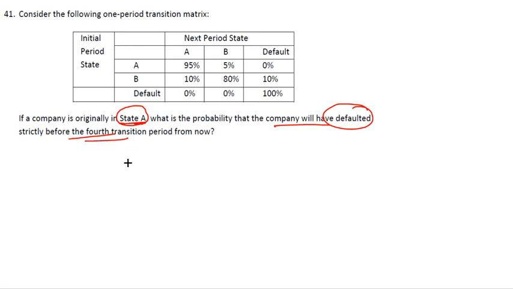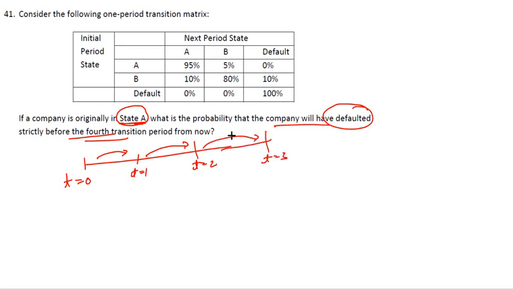Now to understand the fourth transition period, you have t equal to 0. This is the first point, t equal to 1. So this is your first transition period. Then t equal to 2 is your second transition period, and t equal to 3 is your third transition period. So this is fourth, and they are asking us what is the probability that the company would have defaulted on or before t equal to 3. So that is the idea. On or before t equal to 3, we need to find out the probability of default of the company.